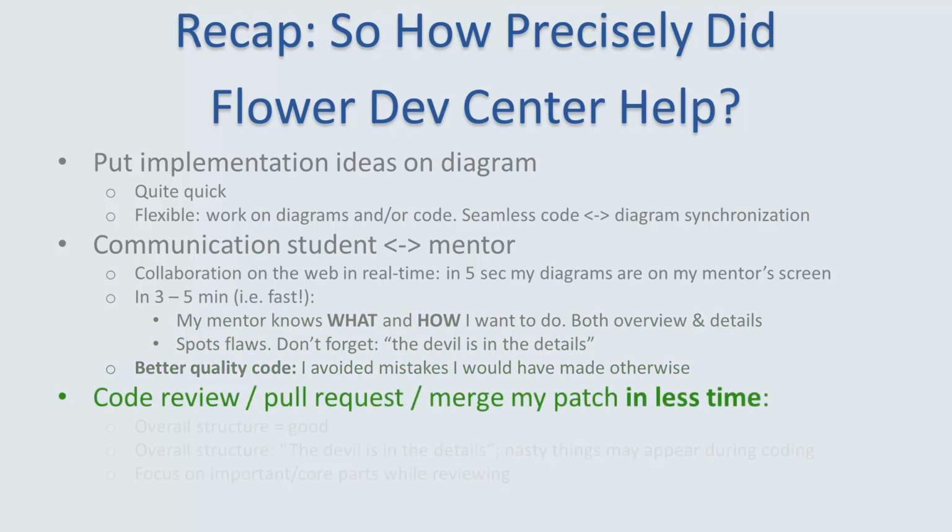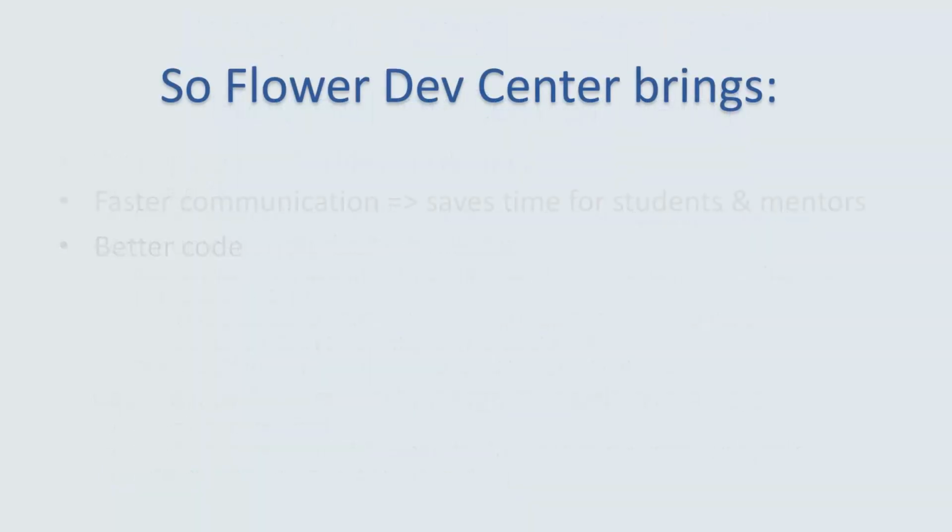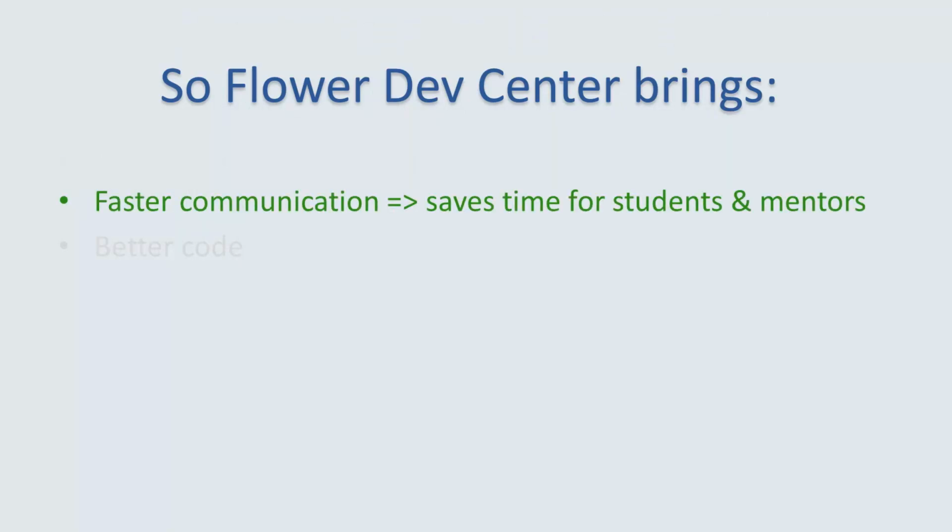The code review was quicker as well, because the overall structure was already discussed and reviewed, and nasty things that may have appeared during coding are highlighted, and the mentor can pay special attention to them. He can then focus on important code that relates to the core, while going quicker over code that is more peripheral. That's why we say that Flower Dev Center brings faster communication, which really saves time for both students and mentors, and better code.